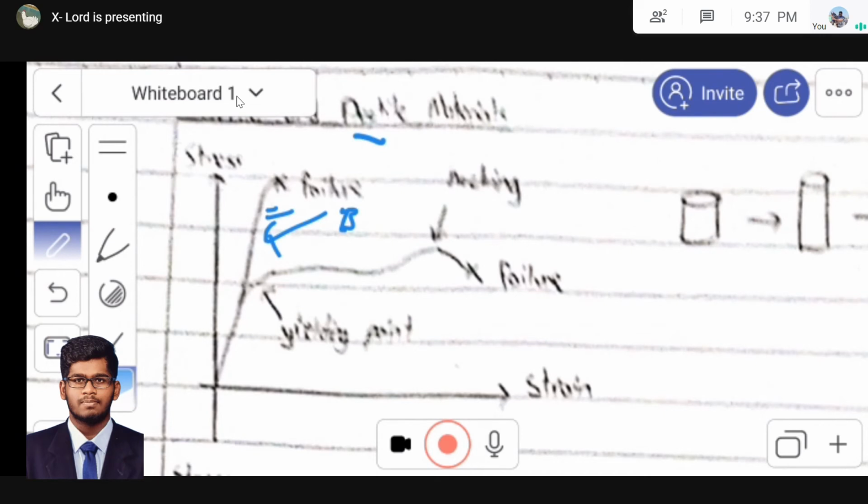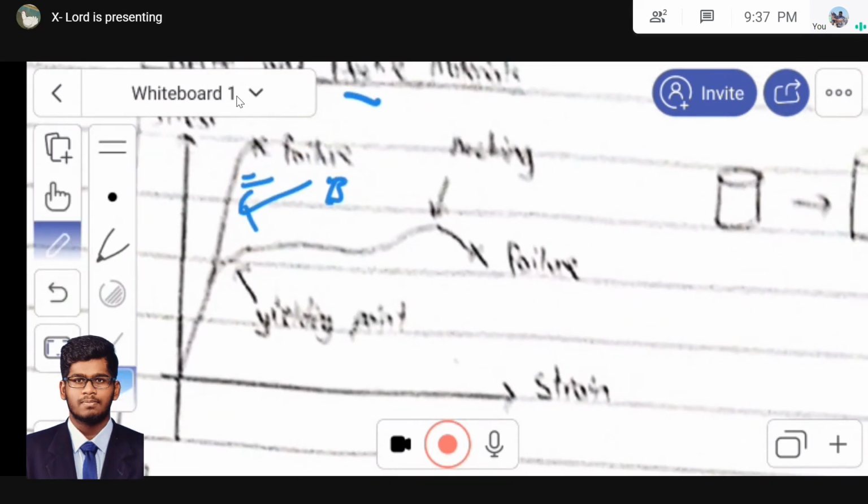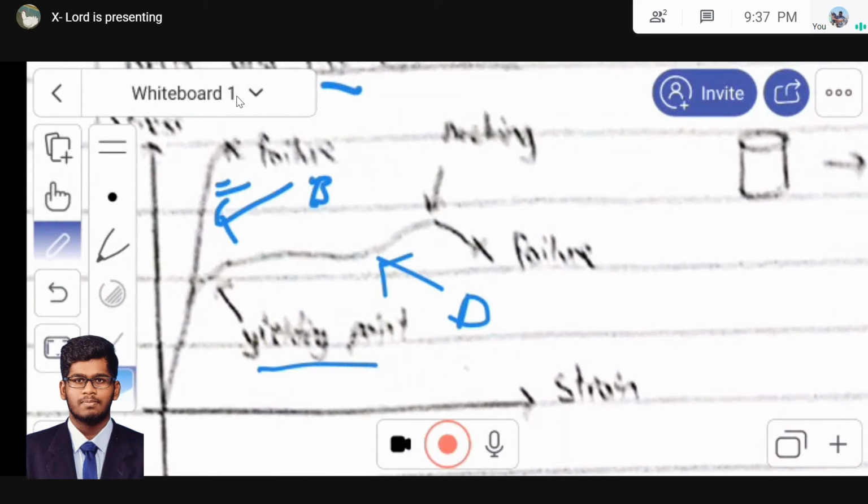Then let's have a look at the next one, also known as the ductile one. This one I'll put as D, for ductility. Now, you have the thing called the yielding point. What happens at the yielding point is basically the stress grows very slowly. You can see that it doesn't go as high as it went for the brittle one. It grows slowly.